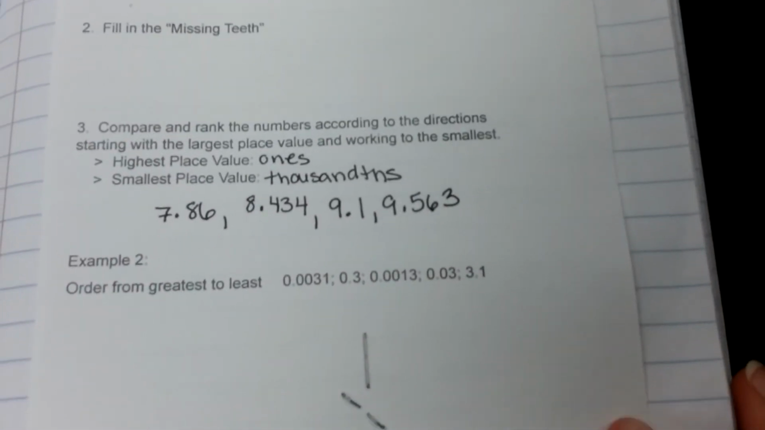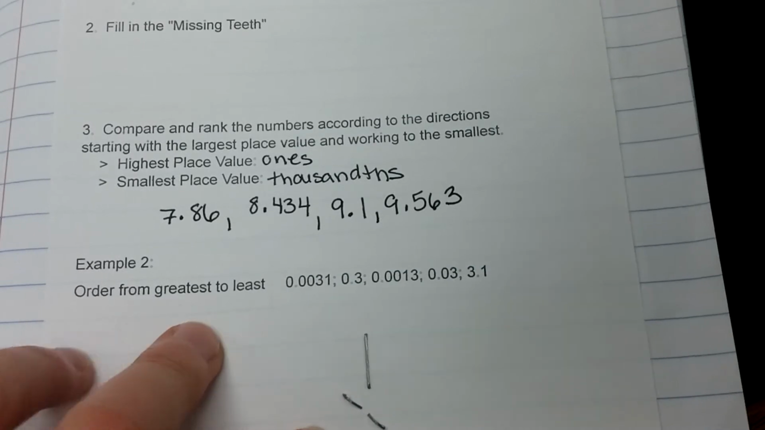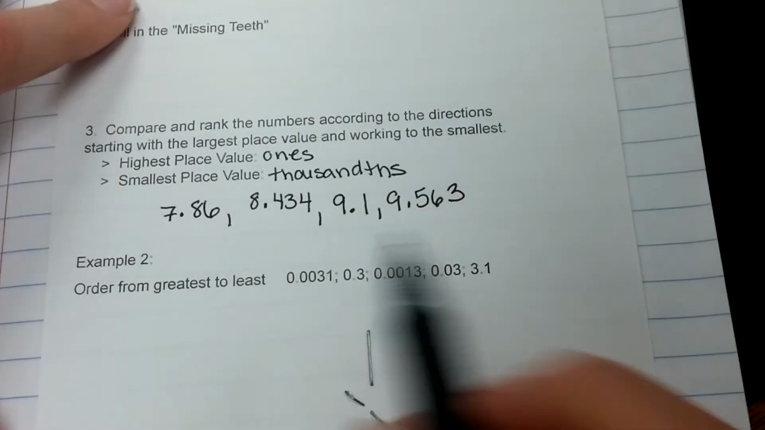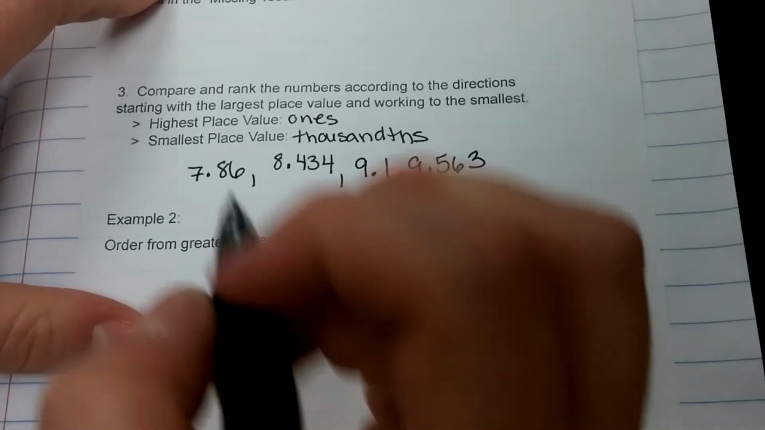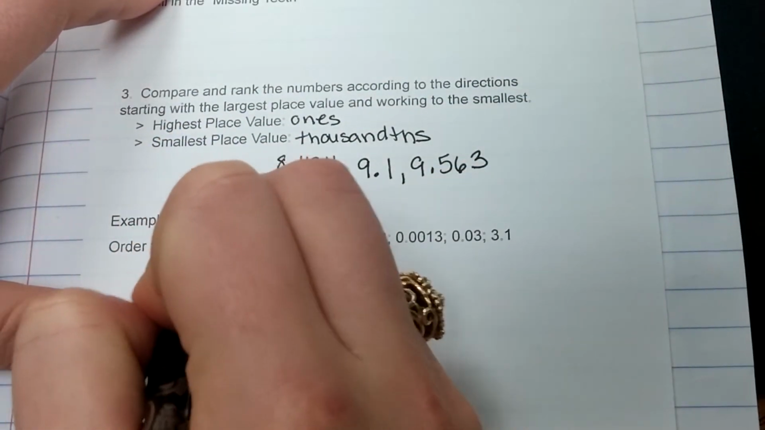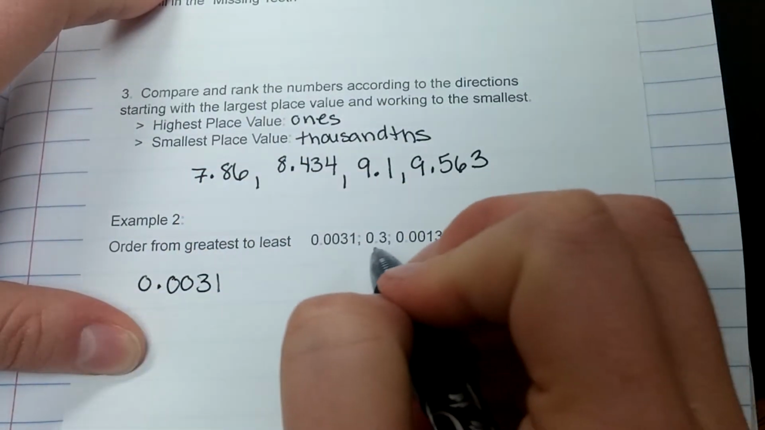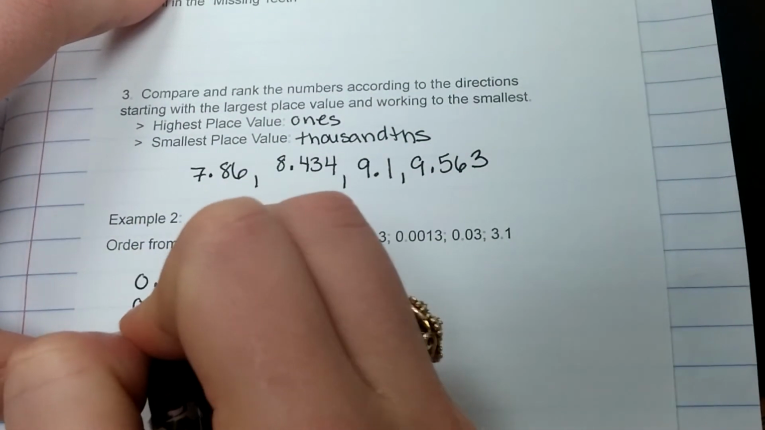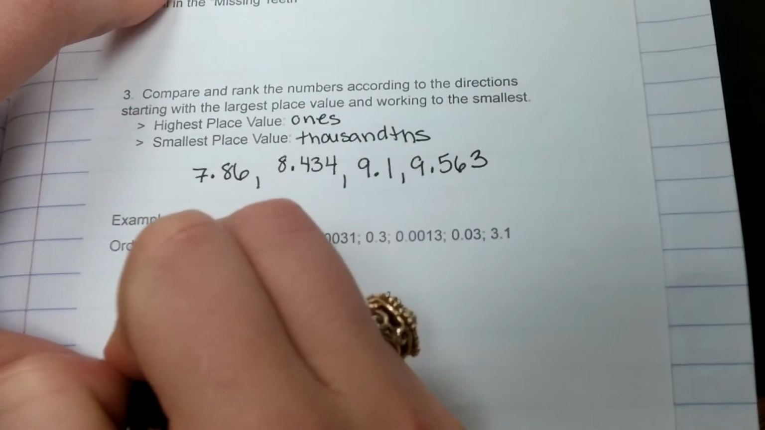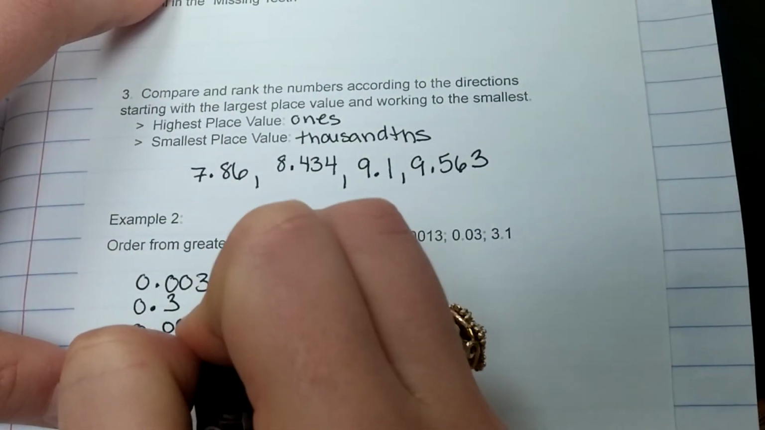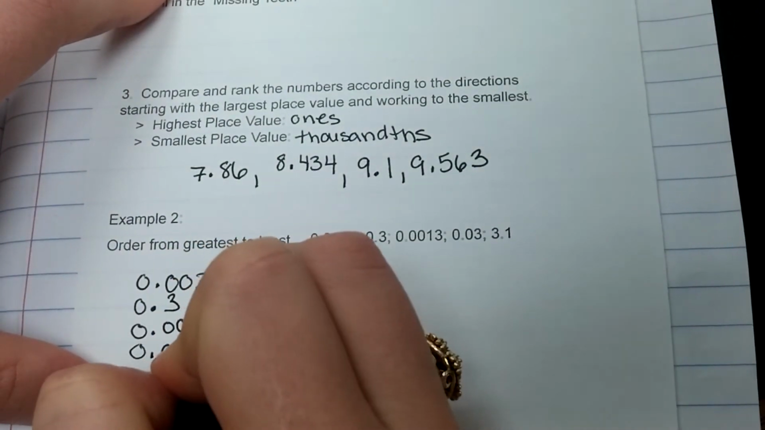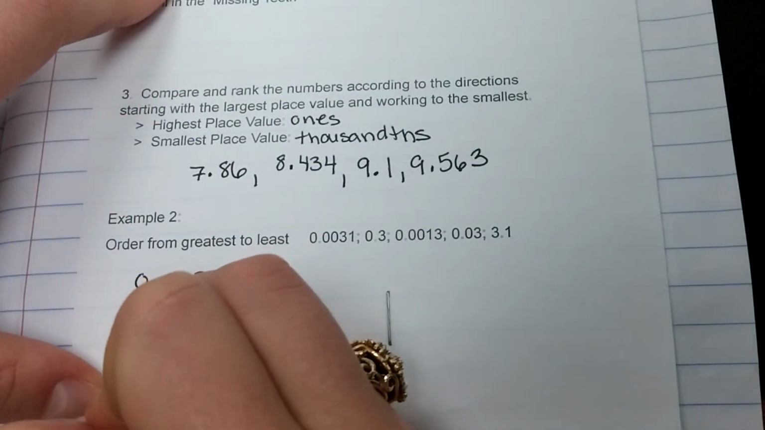Example number 2, order from greatest to least. So this time we're starting with the biggest number and we're going to the smallest. So first step again is to line up those decimal points. 0.0031 and then 0.3, 0.0013 and 0.03, and last 3.1.